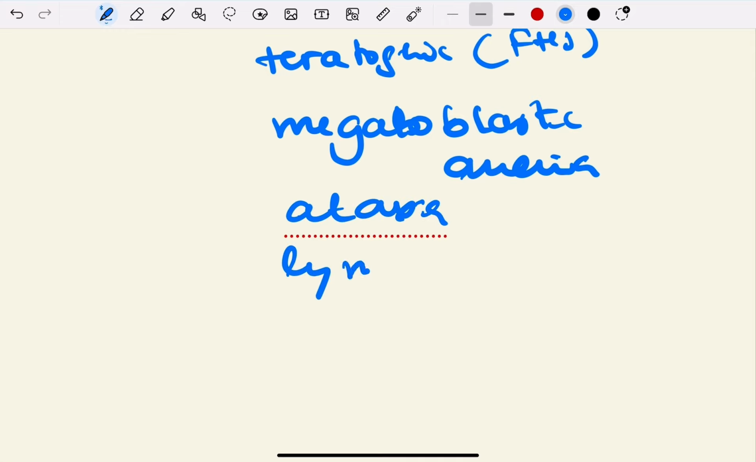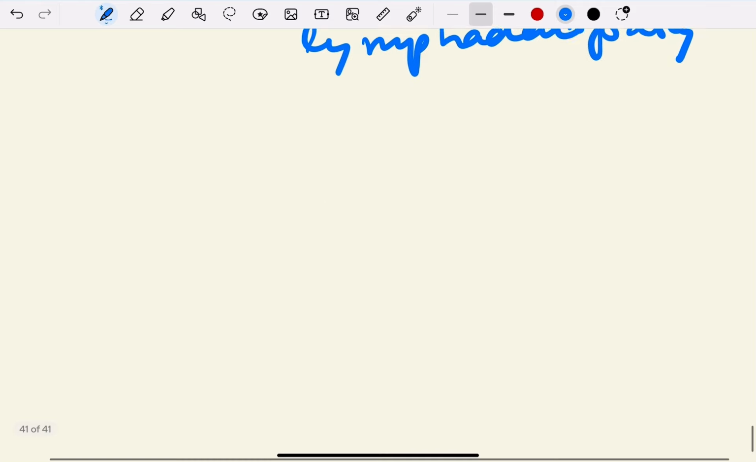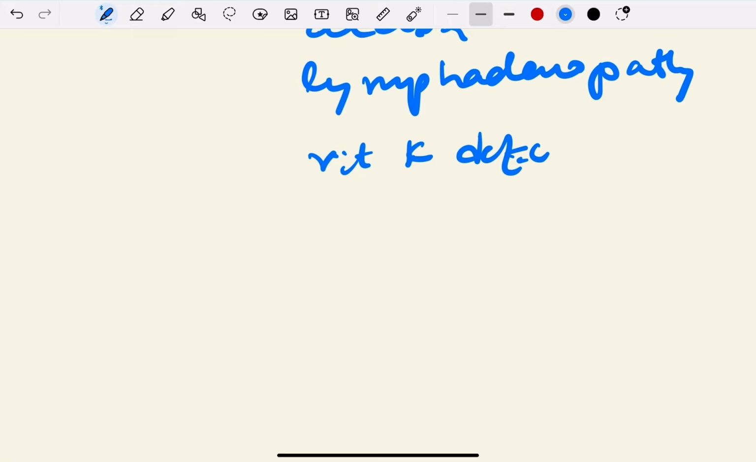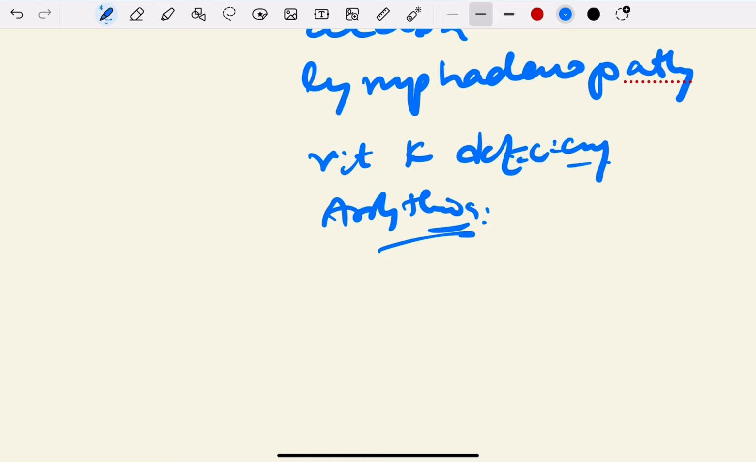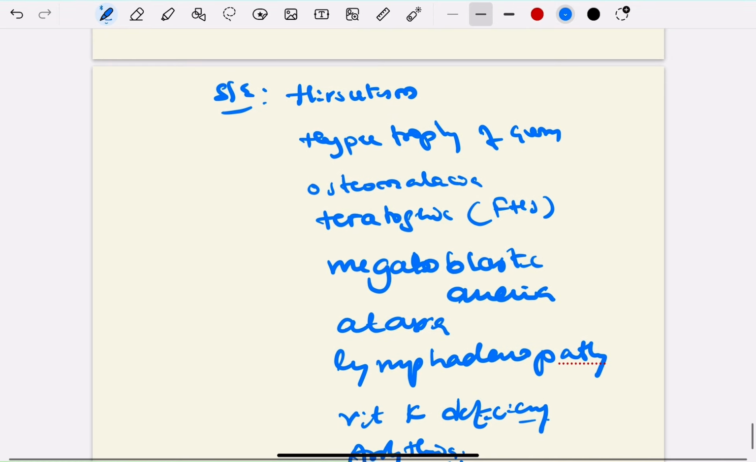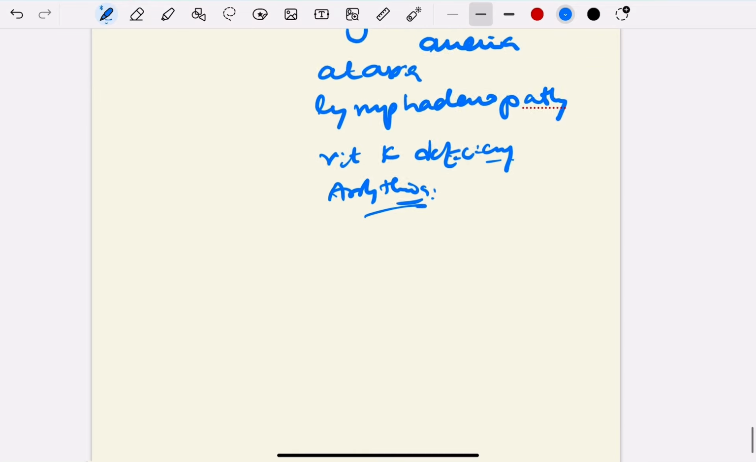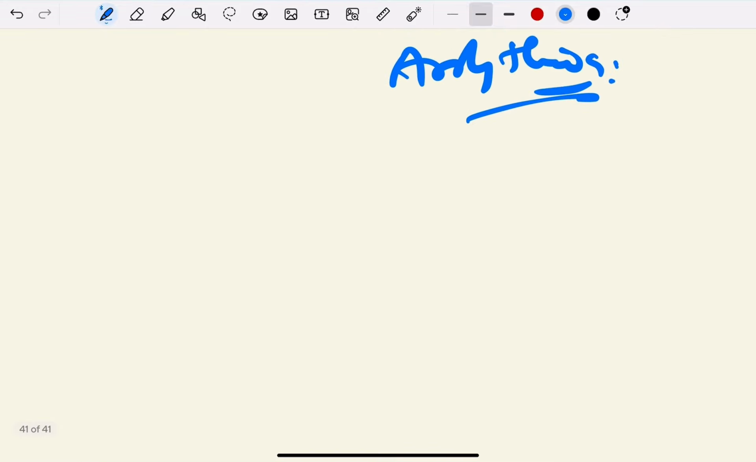and lymphadenopathy, and vitamin K deficiency, and arrhythmia. This arrhythmia is at acute toxic levels. So these are a few side effects. Let me repeat once again: hirsutism, gum hypertrophy, osteomalacia, teratogenic effect, that is fetal hydantoin syndrome, megaloblastic anemia, ataxia, lymphadenopathy, vitamin K deficiency, and arrhythmia in toxic levels. There are some idiosyncratic side effects, like we don't know who will develop this.